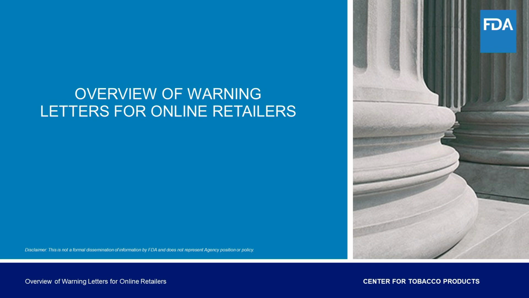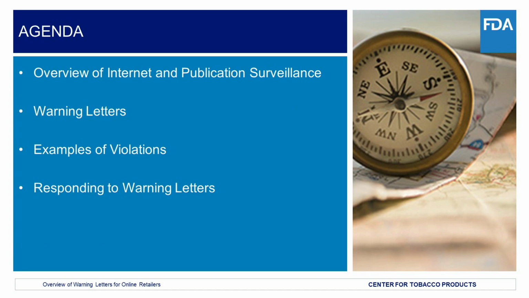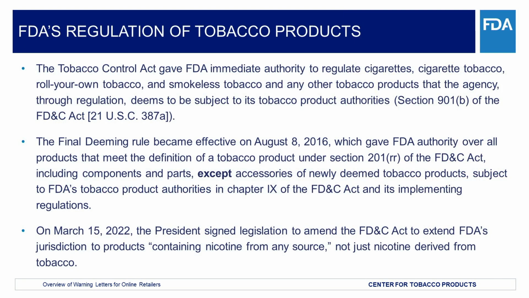and in printed publications and other media, as well as examples of prior FDA warning letters and violations cited under the Food, Drug, and Cosmetic Act, or the FD&C Act. This presentation consists of 4 parts: an overview of Internet and publication surveillance, warning letters that may arise from FDA's online surveillance, examples of violations cited in the warning letters that we have encountered, and considerations when responding to warning letters. Let's start with an overview of Internet and publication surveillance.